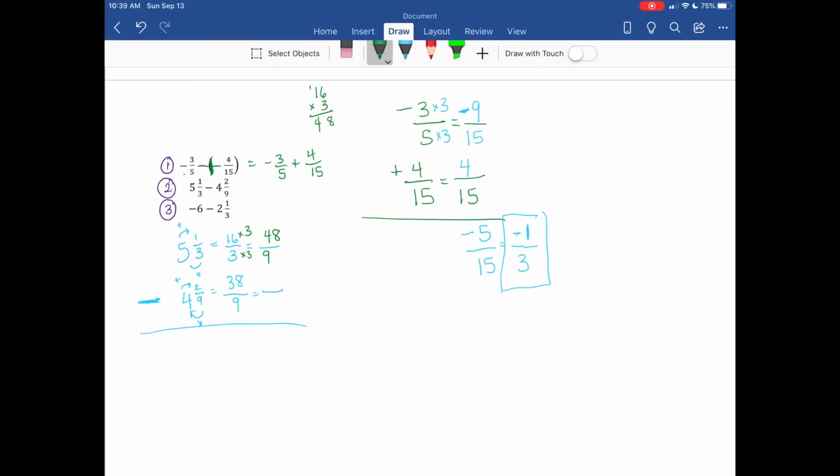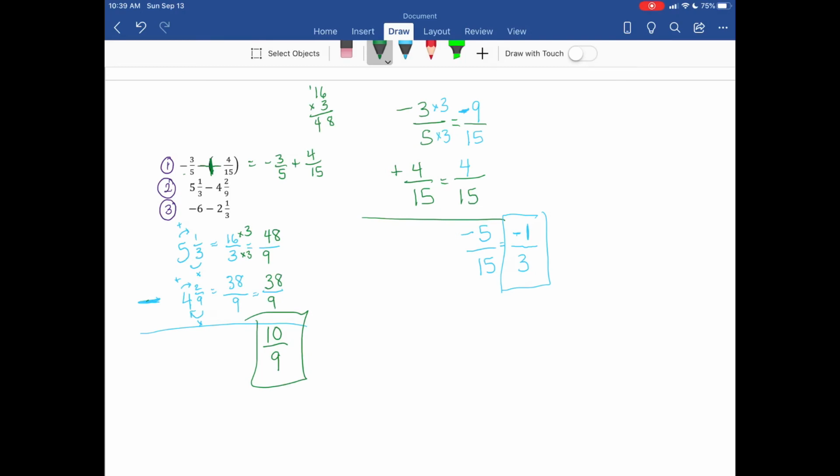So now I have 48 over 9 minus 38 over 9. The 9 doesn't change. That's the denominator. And now I've got 48, take away 38. Leaves me with 10/9.